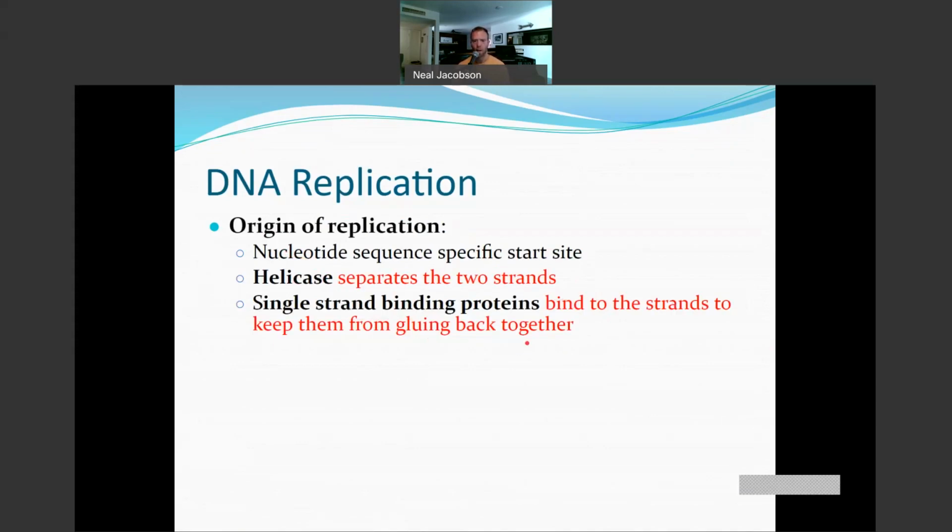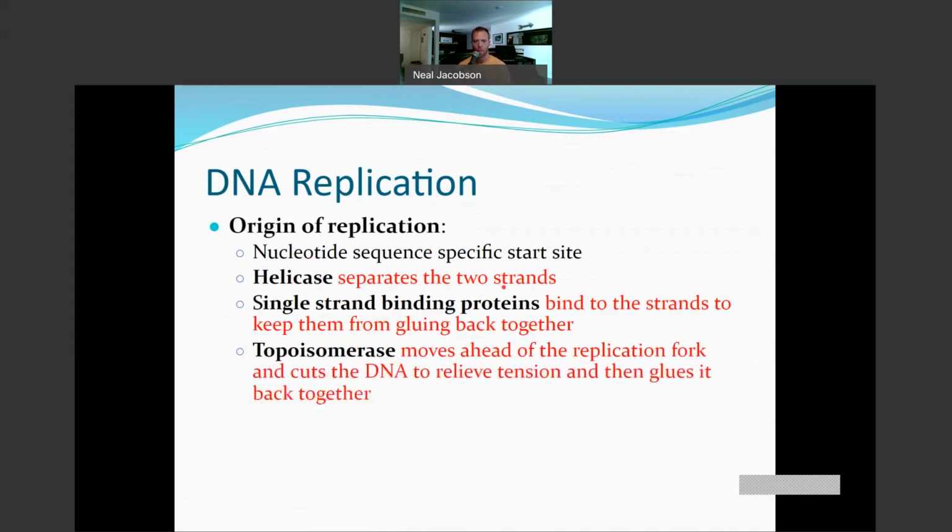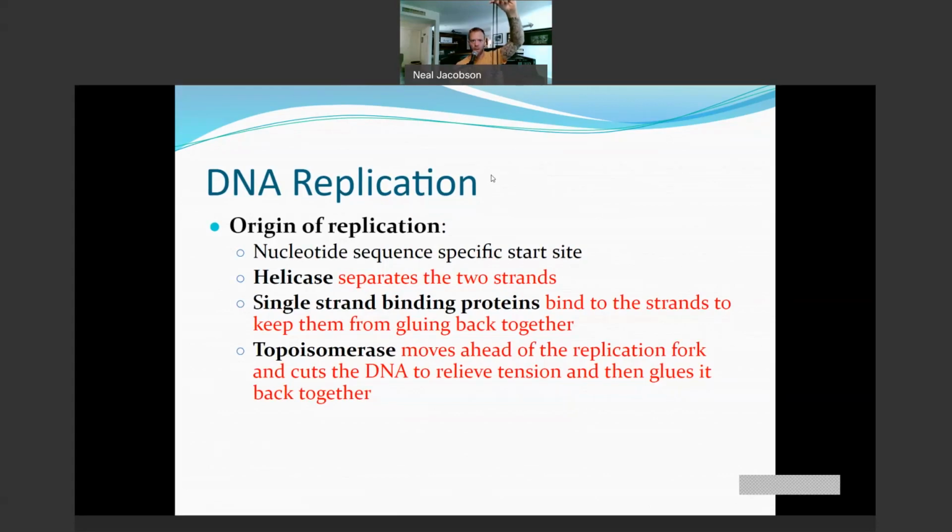Helicase is working to separate the two strands, while topoisomerase is moving ahead of the replication fork. It cuts the DNA, relieves the tension, and then glues the DNA back together after the tension has been released. I'm going to show you an example of that with a pair of shoes in my video. Okay, so hold on, I'm going to pause it and grab my shoes. Okay, I've got my shoes. That was fast, right?